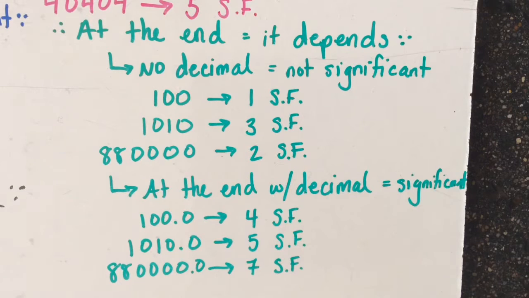If the zero is at the end with a decimal, then it becomes significant. So the number 100.0 has 4 significant figures. The number 1010.0, 5 significant figures. And the number 880,000. has 7 significant figures.